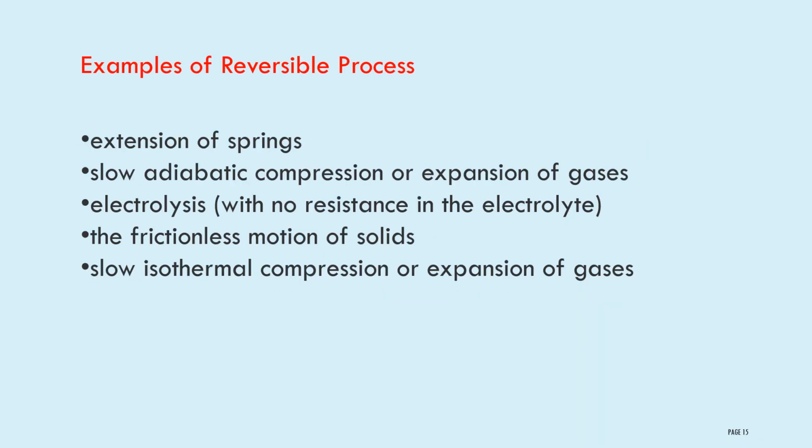Let us consider a few examples of a reversible process. Extension of a spring: if you expand the spring and then leave it, it will come back to its original state. Slow adiabatic compression and expansion of a gas. Electrolysis with no resistance in the electrolyte is also one of the good examples of a reversible process. The frictionless motion of a solid, then slow isothermal compression and expansion of a gas. These are a few examples of a reversible process.